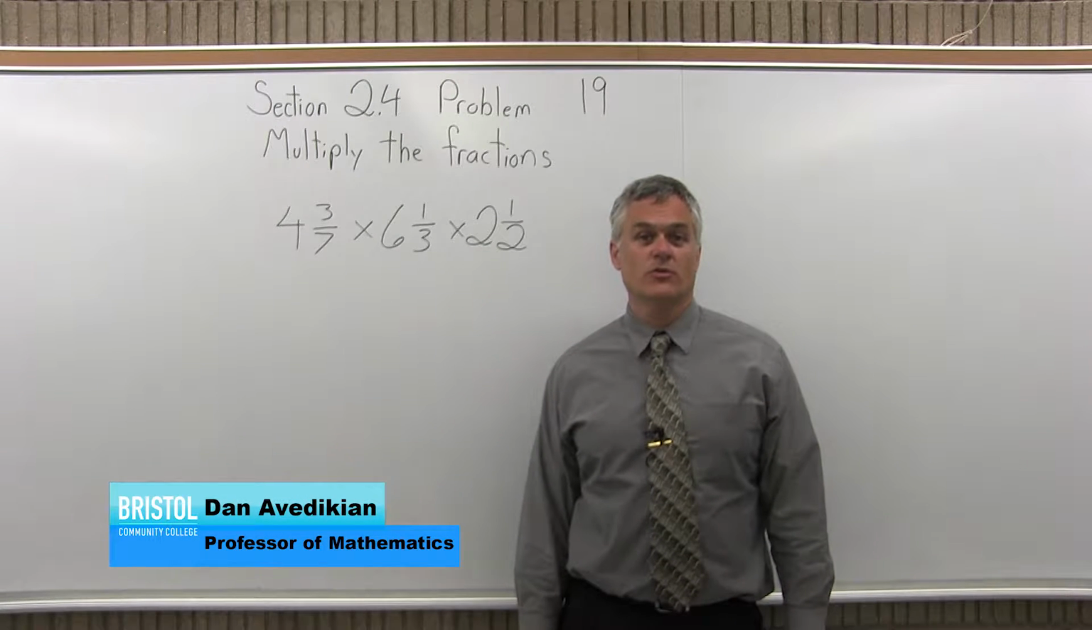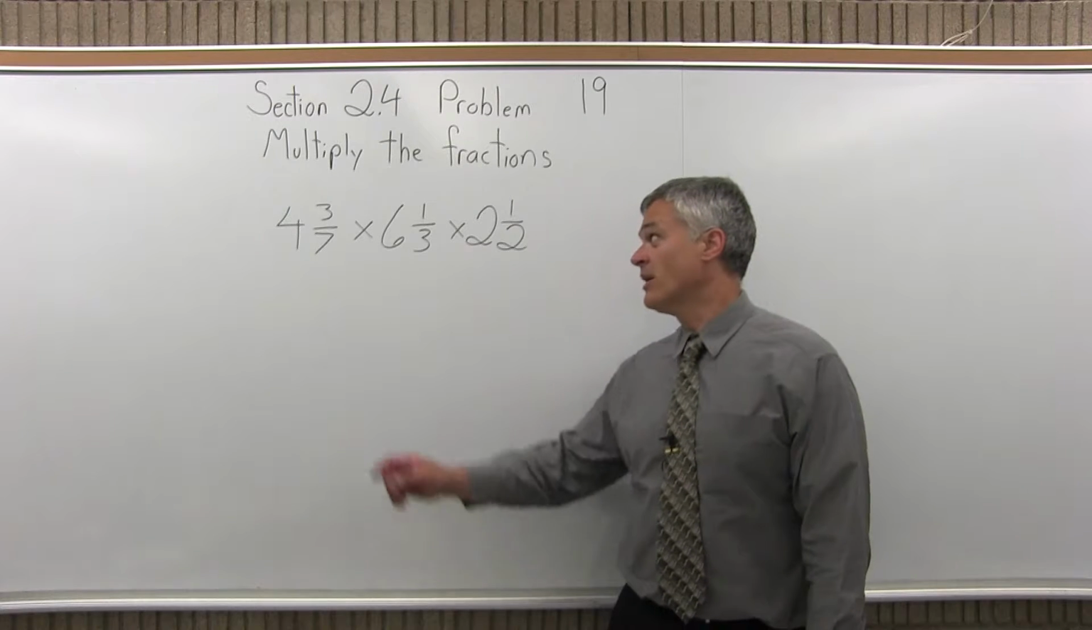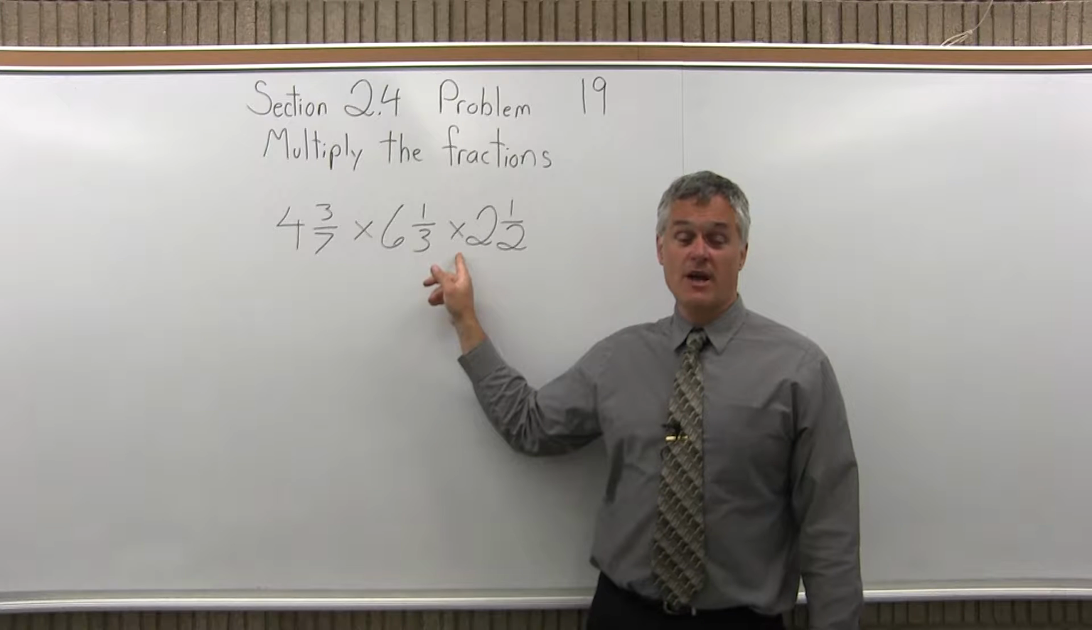This is Section 2.4, Problem 19. It says multiply the fractions, and we have three of them to multiply: 4 3/7 times 6 1/3 times 2 1/2.